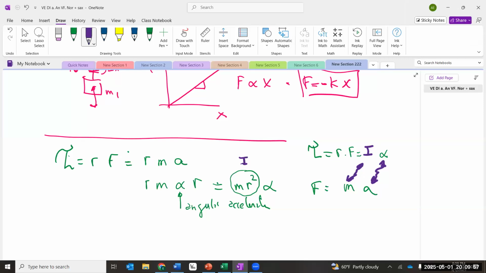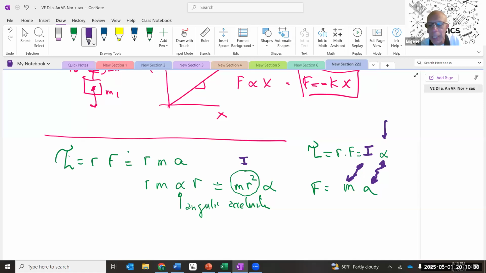Sorry, does that say angular acceleration? Yeah, this here is angular acceleration. This here is a linear acceleration. So I'm making here a parallel between torque and force. I see torque is some kind of force, but it's related to rotation. We know that torque causes rotation. Force causes linear acceleration, in this case.